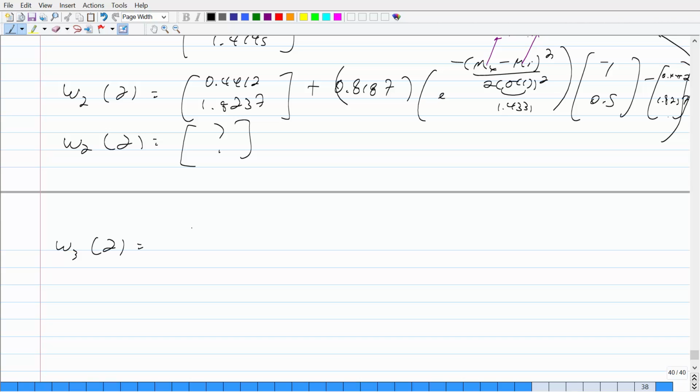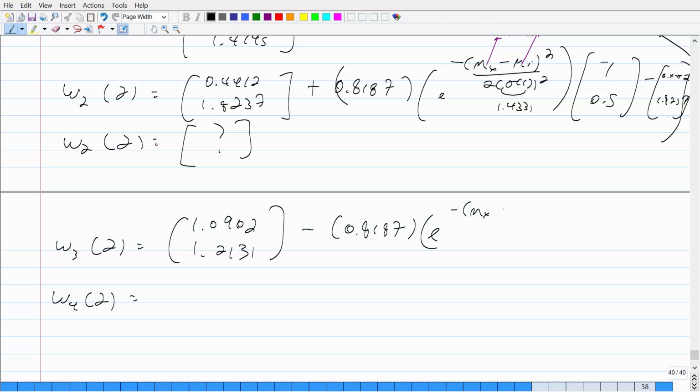So I'll just write these ones down just to be sure. So we have 1.0902, so this is the current iteration, 2131, minus 0.8187. So we have e to the minus x minus n_i squared, and then this is minus 1, 0.5. So you subtract this with 1.0902 and 1.2131.